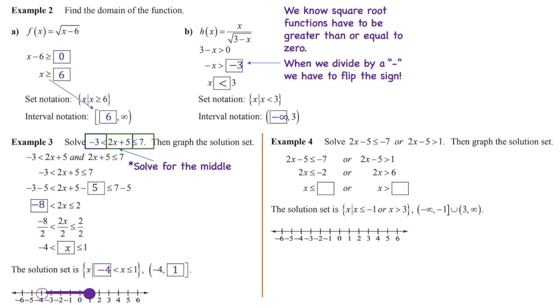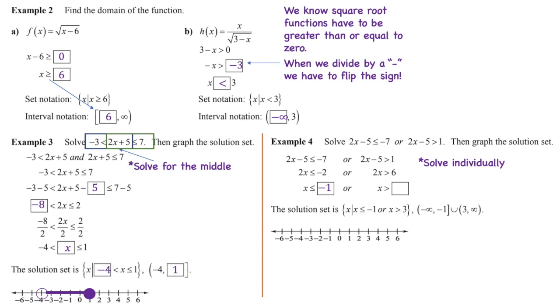I have 2x minus 5 is less than or equal to -7, or 2x minus 5 is greater than 1. Then let's graph. So we really have two different ones that we're going to solve for here. I'm first going to solve for 2x minus 5 is less than or equal to -7 by adding 5 to both sides. That will leave me then with 2x is less than or equal to -2. Dividing by 2 shows me that I have x is less than or equal to -1.